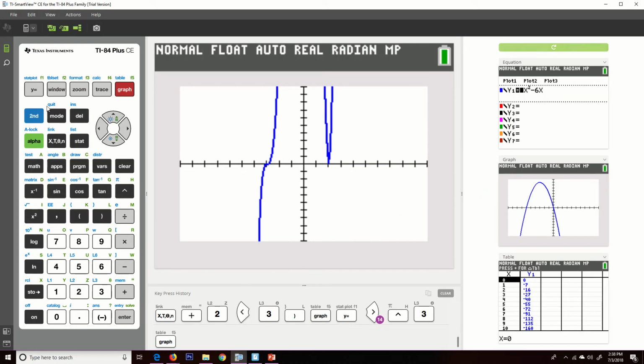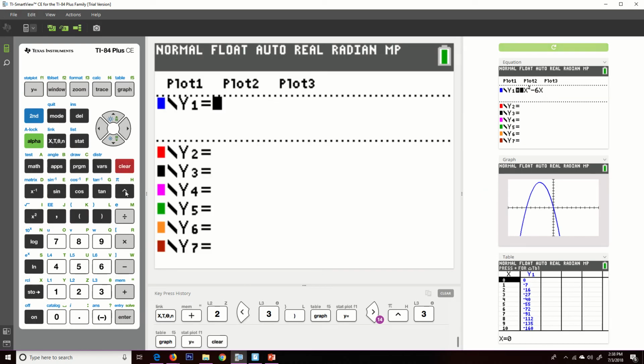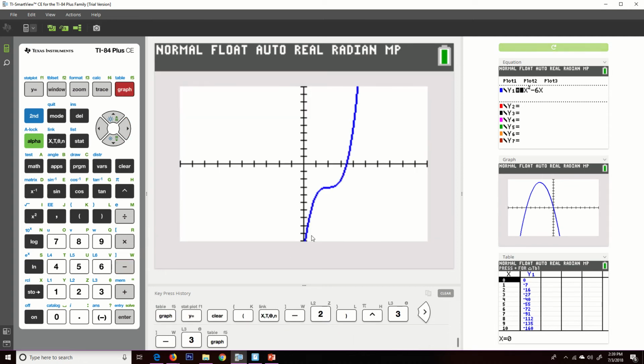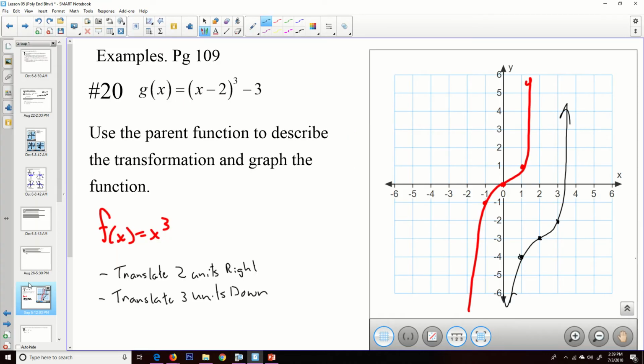And again, you're always welcome to grab your graphing calculator and check your work. So I had x minus 2 raised to the third, and then minus 3. And I hit graph, and clearly we see something that looks like what I had just done. All right, next example.